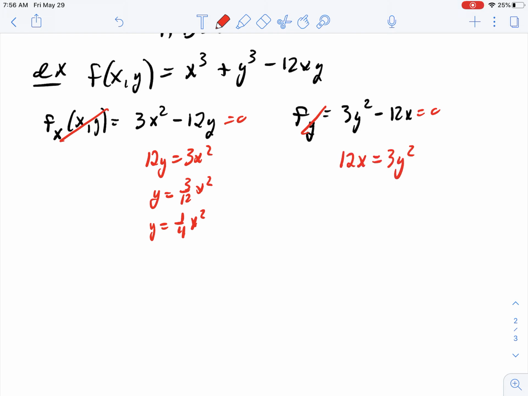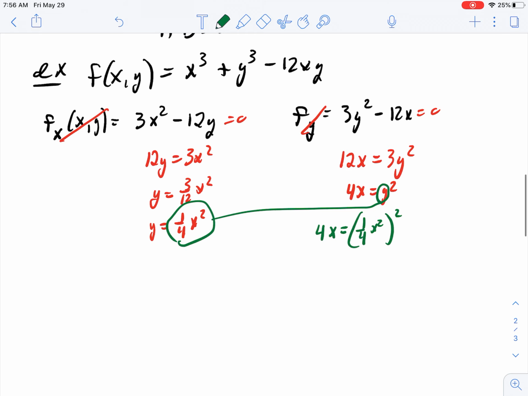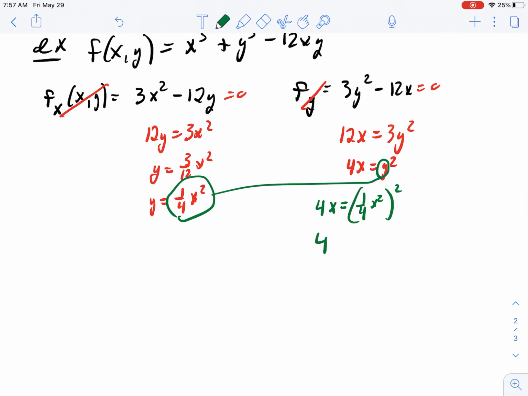Now, coming over to the other one, I would have 12x equals 3y squared, and 4x equals y squared. So in terms of substituting in, I'm going to take this piece here and plug it in there and solve for x. Now you can do different combinations here, but that's just the one I see right off the bat. So I have 4x equals 1/4 x squared, squared, which gives me 1/16 x to the 4th.